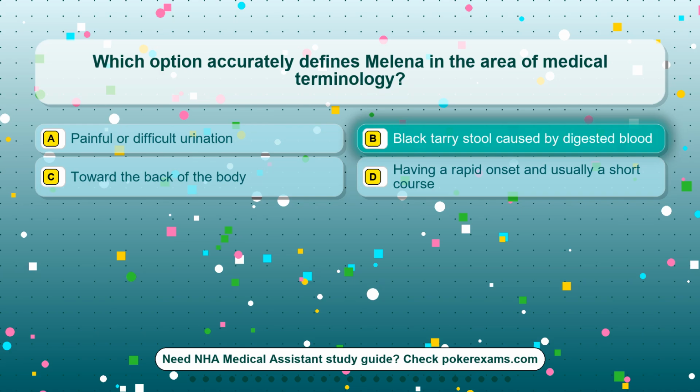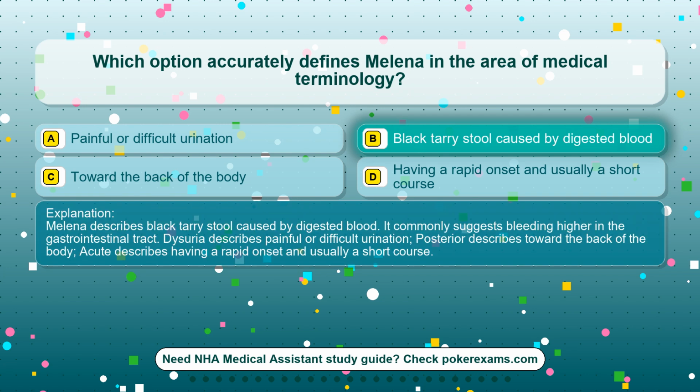The correct answer is option B. Black tarry stool caused by digested blood. Melena describes black tarry stool caused by digested blood. It commonly suggests bleeding higher in the gastrointestinal tract. Dysuria describes painful or difficult urination. Posterior describes toward the back of the body. Acute describes having a rapid onset and usually a short course.